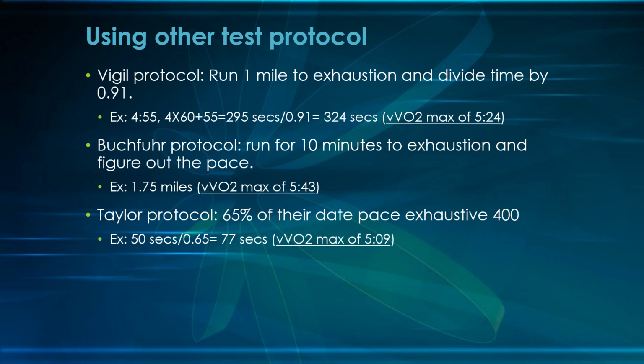So I would say if you do use this, it's easier on the back end, but it's very, very challenging on the front end. Taylor protocol, let's say, for example, you want to use this for a kid moving up: 65% of their date pace exhaustive 400, not their PR 400, what they could run that day. So let's say we have a kid that could run 50 seconds, divide that by 0.65, that equals 77 seconds. So this test parameter would say that this kid would reach VO2 max at 5:09.